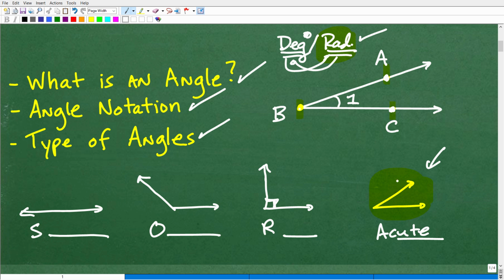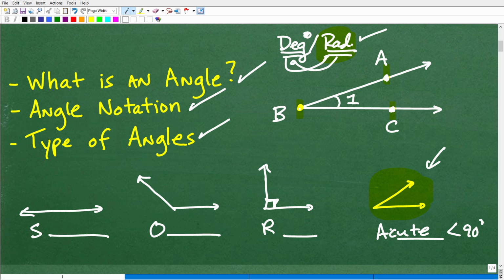Just think about this word acute. If you go to the doctor and the doctor says, do you have acute pain? They're pushing on your belly and you're like, ouch, that hurts. That word acute is synonymous with the word sharp. Any angle that's less than 90 degrees is considered an acute angle. You think of that word acute as being like sharp.